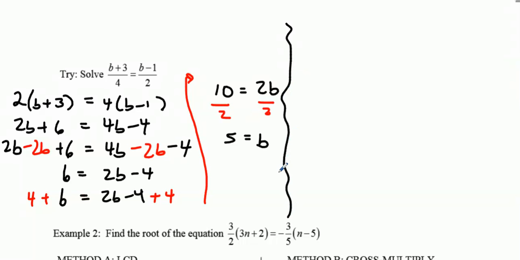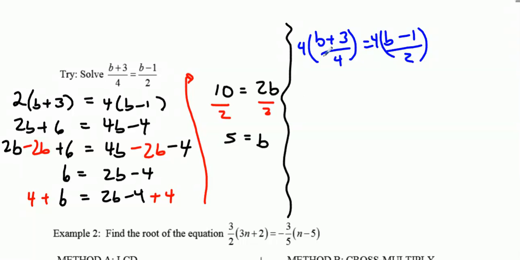So we'll try it a different way. I'll use a different color. I'm going to find the lowest common denominator of the two fractions. So I've got a 4 and a 2, and obviously the smallest number that both 4 will divide into and 2 will divide into is 4. So I'm going to end up with b plus 3 over 4. I'm just going to write it out. B minus 1 over 2. So I found my lowest common denominator was 4, and what I have to do is multiply both sides through by 4.